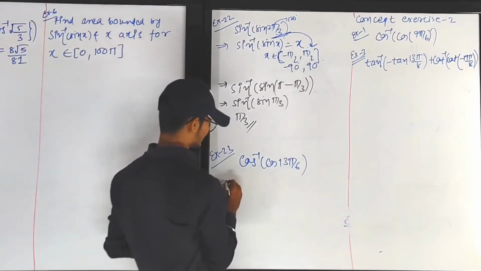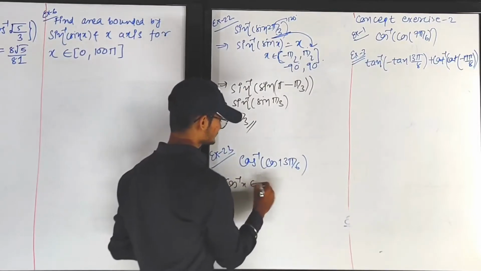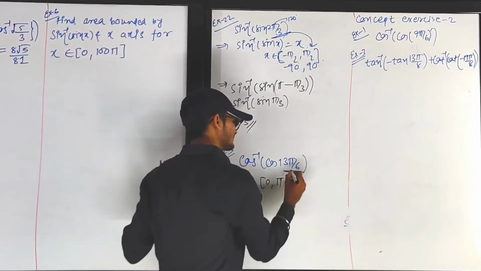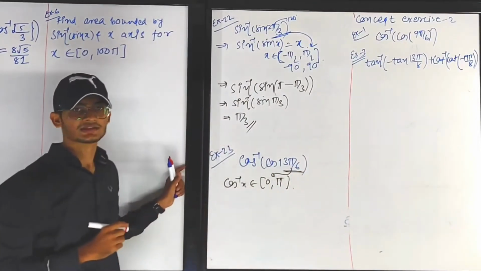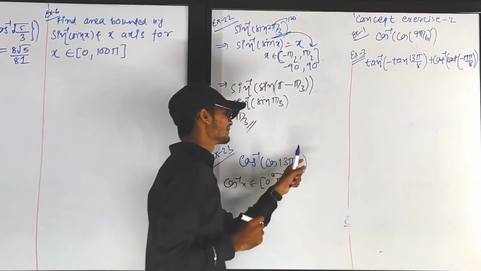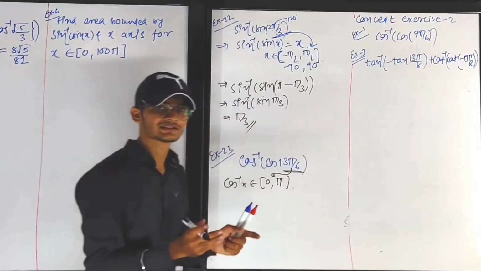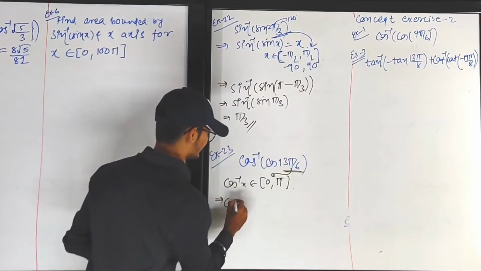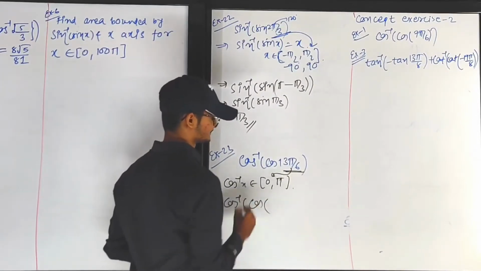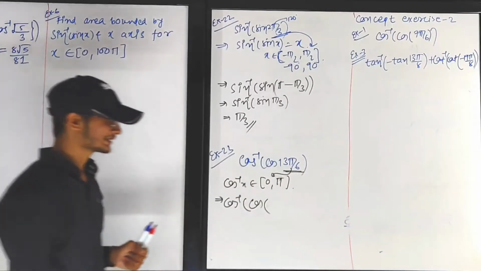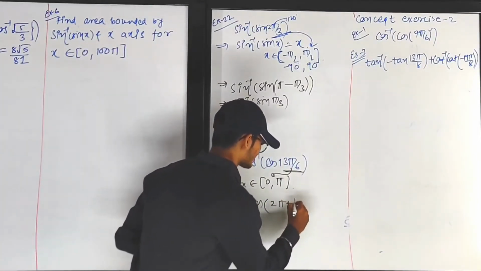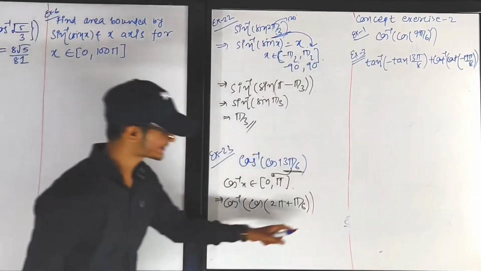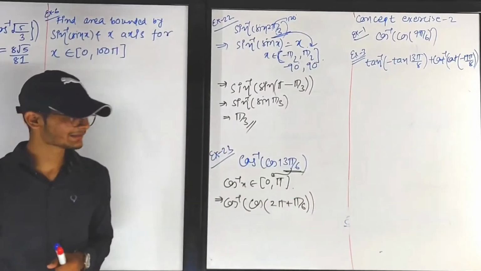So here also, the range of cos inverse is 0 to pi. Now 13 pi by 6 does not lie in 0 to pi. So first of all we have to convert 13 pi by 6 into a smaller angle that lies between 0 to pi. So we write cos inverse of cos 13 pi by 6 as cos inverse of cos of 2 pi plus pi by 6, because 12 plus 1 means 13 pi by 6.